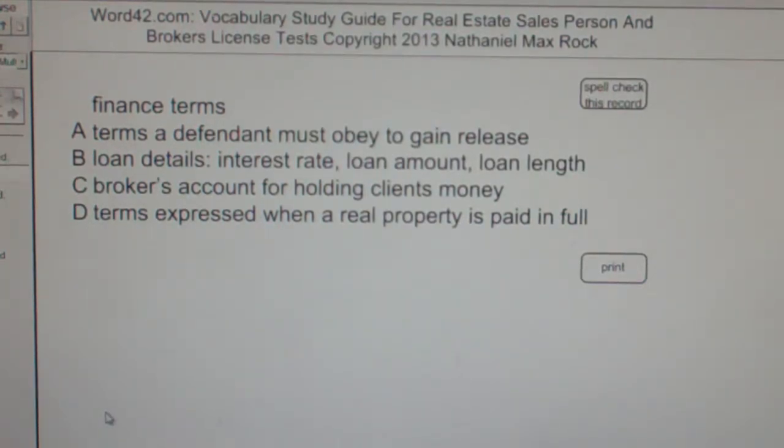So the correct answer choice for finance terms is B as in boy, loan details, and most commonly interest rate, loan amount, loan length.